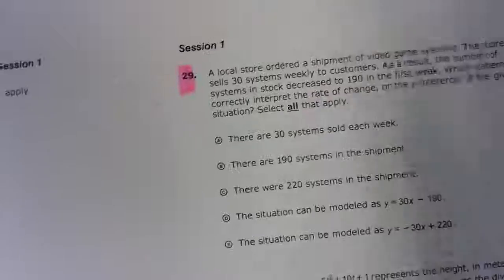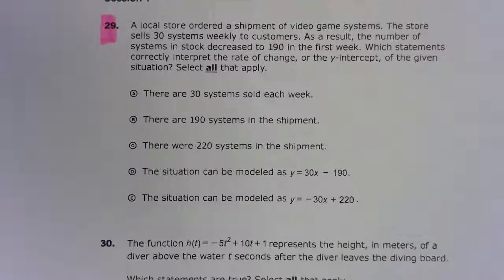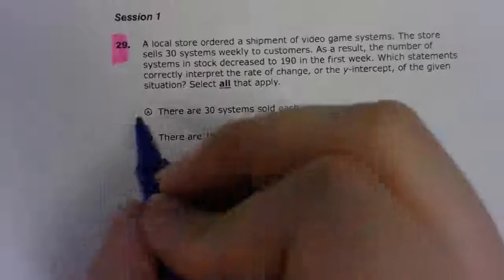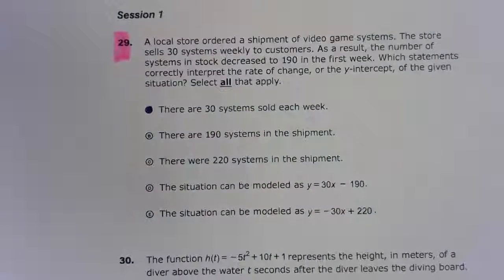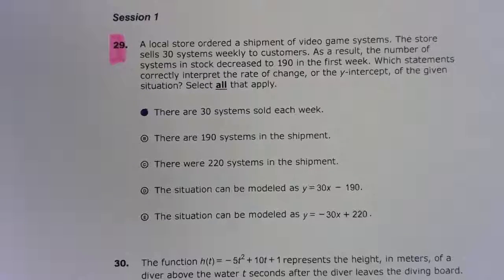Okay, 29. A local store ordered a shipment of video game systems. The store sells 30 systems weekly to customers. As a result, the number of systems in stock decreased to 190 the first week. Which statements correctly interpret the rate of change or the y-intercept of the given situation? Select all that apply. So if they sell 30 weekly, there are 30 systems sold each week. As a result, the number of systems in stock decreased to 190 in the first week.